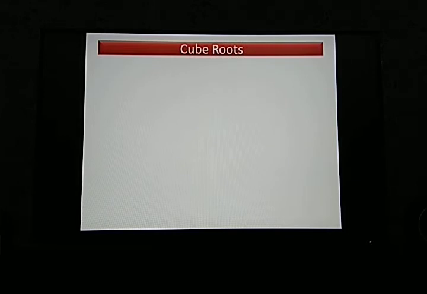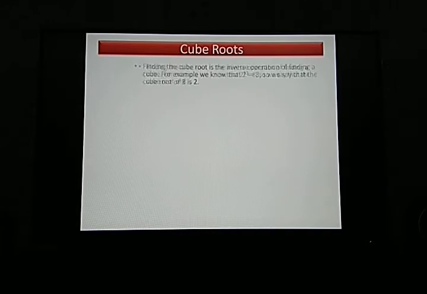Hello everyone. Today we are going to discuss the last topic of this chapter, and today's topic is cube roots. So what are cube roots? Just like we have learned about square roots, similar is the case of cube root. So let us see what are cube roots.